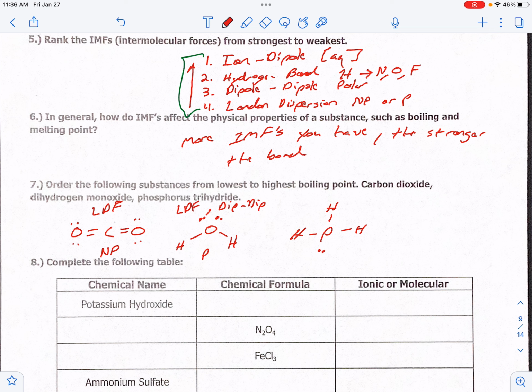Now, my next option is hydrogen bond. Hydrogen bond is, do I have an H bond into an N, O, or F? Yes, I do. So I also have a hydrogen bond. So that means it's got all 3, so that means it's pretty strong.